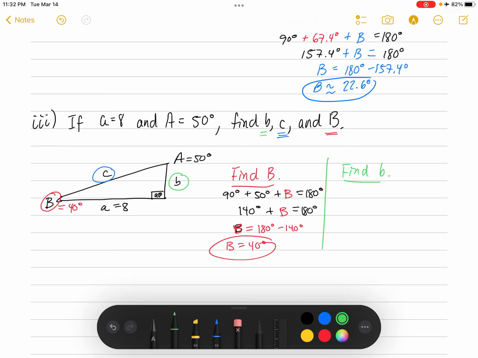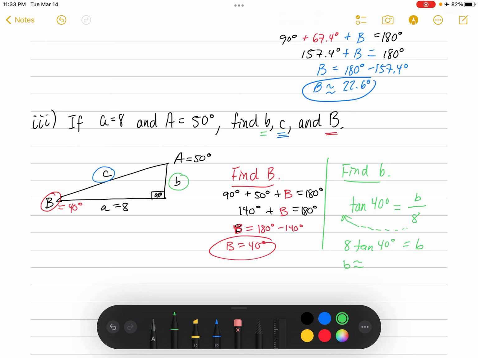I'm going to take the tangent of 40 degrees. Remember, the tangent is the opposite over the adjacent. So the opposite of 40 is b, and the adjacent is a, which is 8. So the tangent of 40 is the opposite, b, over the adjacent 8. If I cross multiply here, I'm going to bring the 8 up in front of the tangent. I'm going to get 8 tangent of 40 degrees equals b.